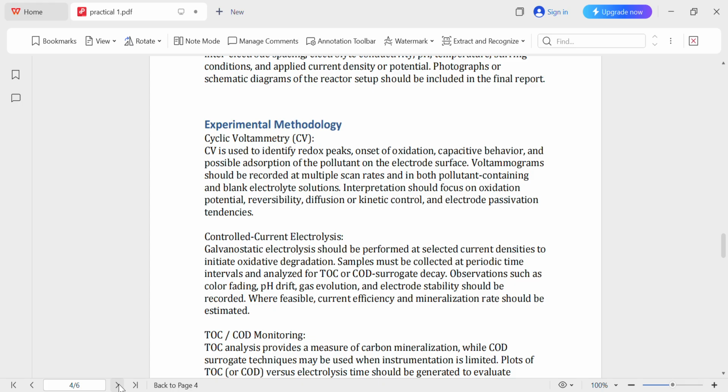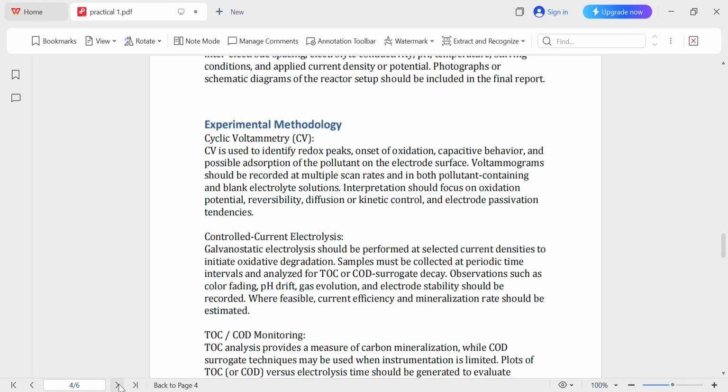A voltammogram should be recorded at multiple scan rates and in both the pollutant-containing and blank electrolyte solutions. Run the CV experiment at different speeds. Test both the solution with the pollutant and the solution without the pollutant to compare the results.